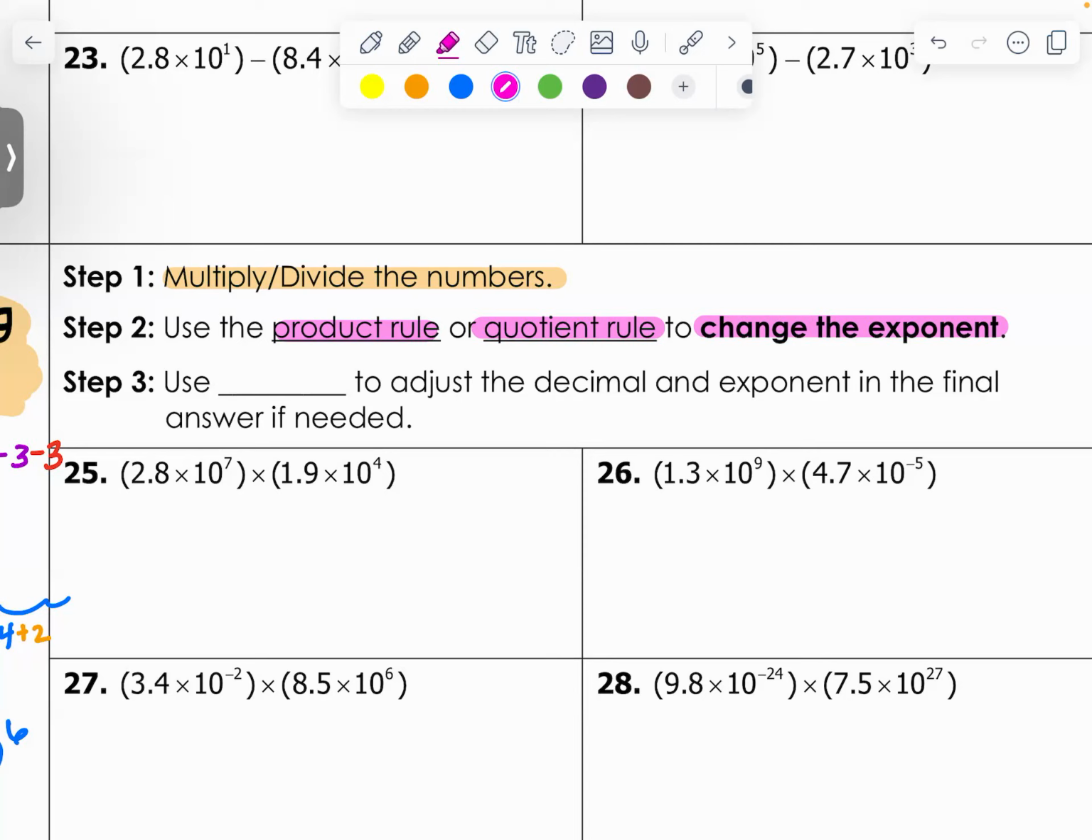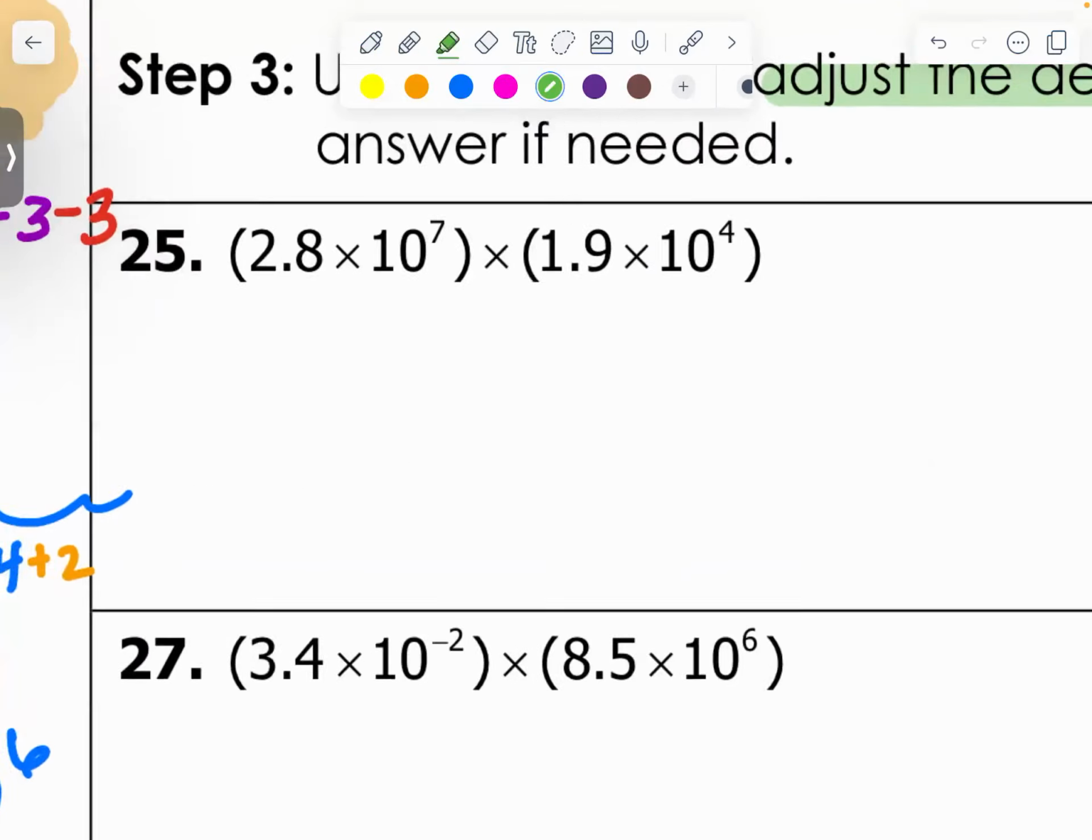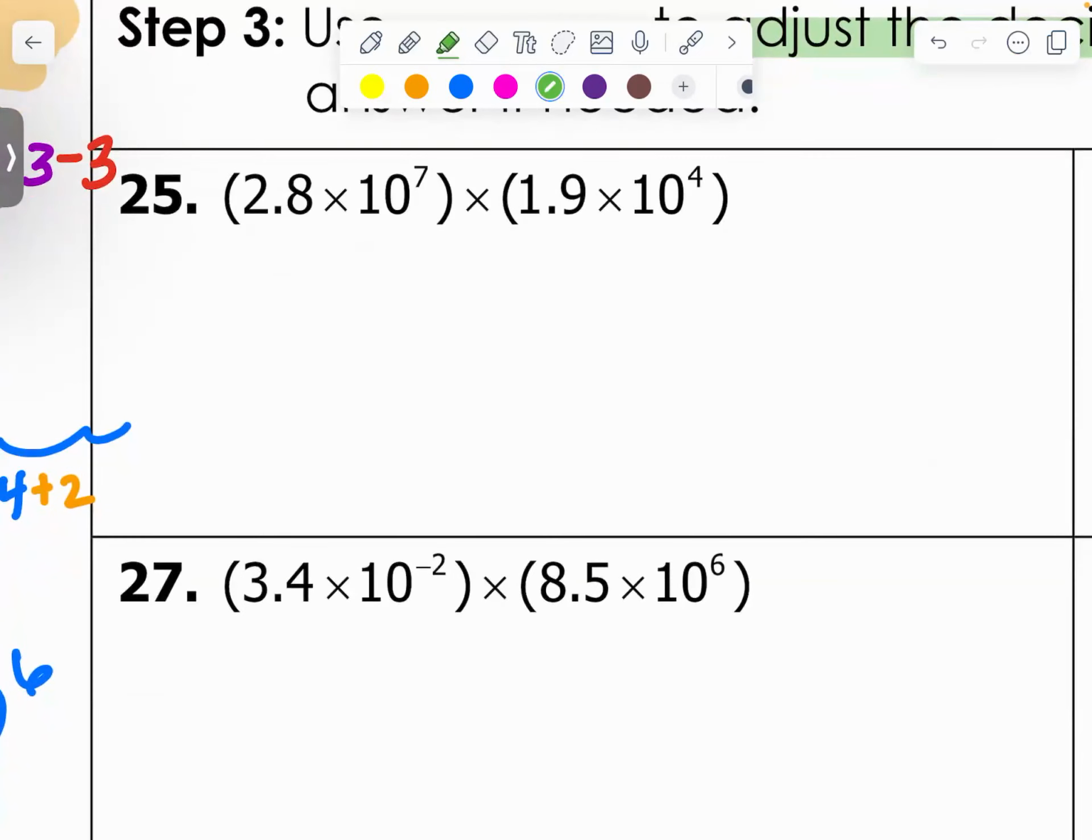Okay. So if we are multiplying, we add our exponents. If we are dividing, we subtract our exponents. Okay. Then we're going to have to adjust the decimal if it's not an appropriate scientific notation. Maybe it is, maybe it's not. Okay. Everyone grab a calculator at their table.